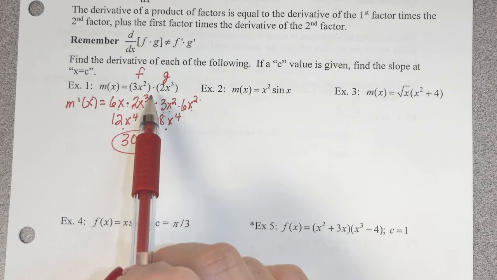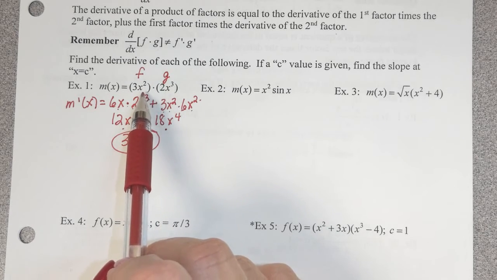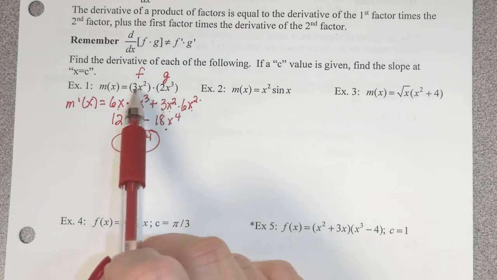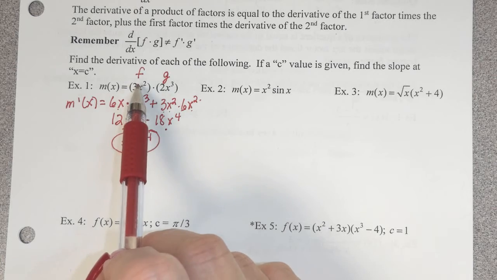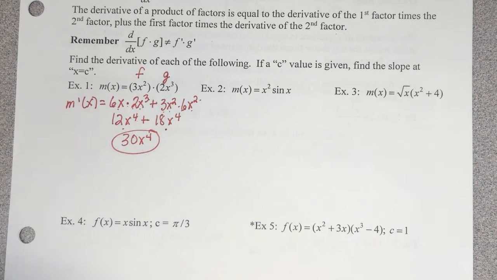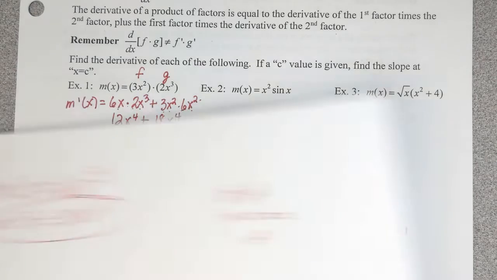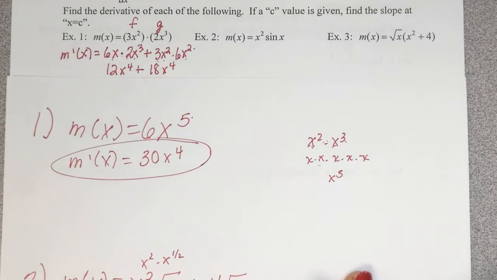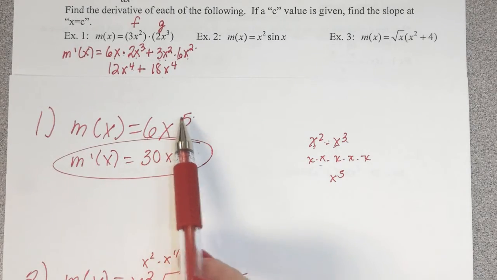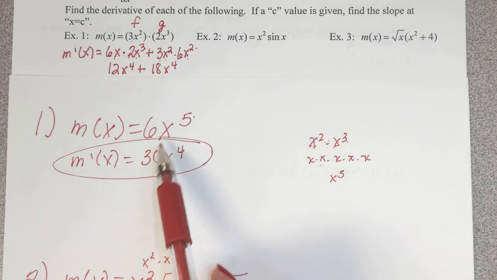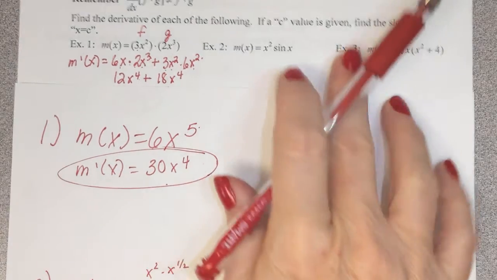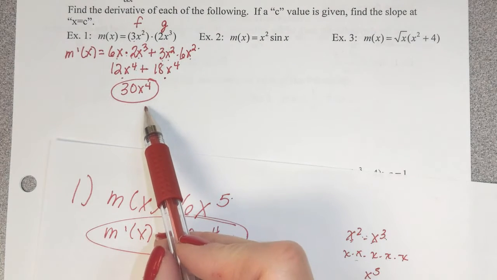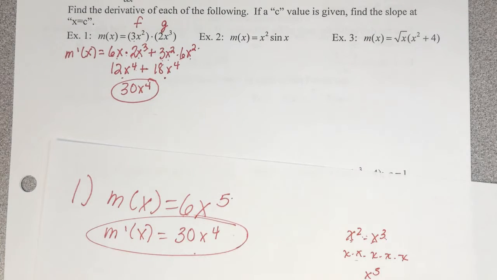So what you want to notice is sometimes you're better off just to multiply out the problem rather than using the product rule. This is a case where we would have been better off just multiplying it out like I had you do in the warm-ups. I just gave it to you, 6x to the 5th, and then we could quickly find the derivative. But I just wanted you to see how the product rule will work on that as well.